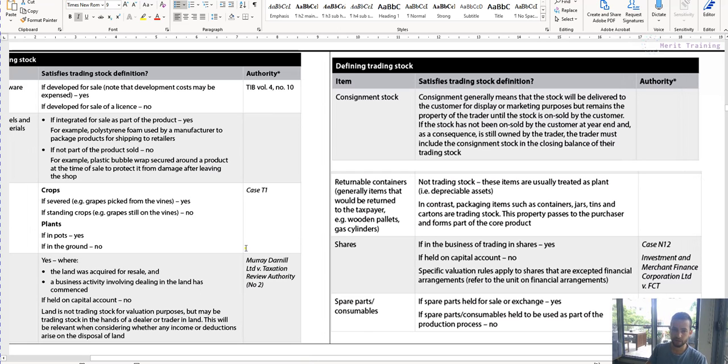But if it's not transferred to the customer at the time of sale, for example, just bubble wrap around the product, which doesn't transfer, it's just for transferring between warehouses, that wouldn't be trading stock.